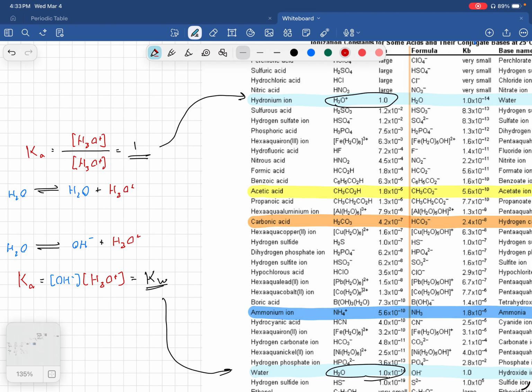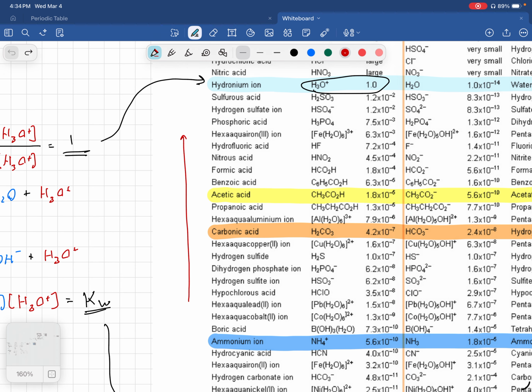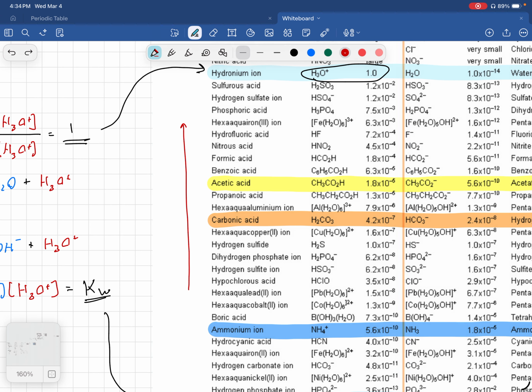And so note here, going up, it's increasing acid strength.